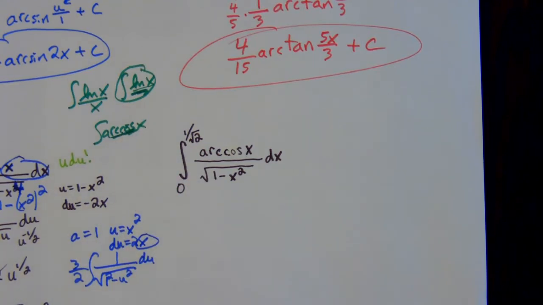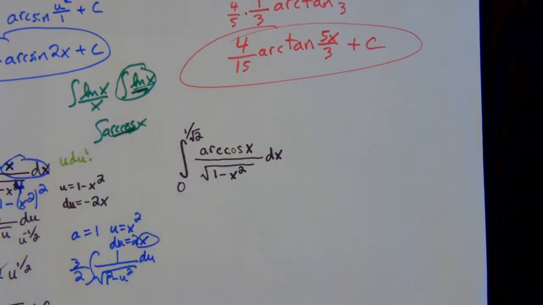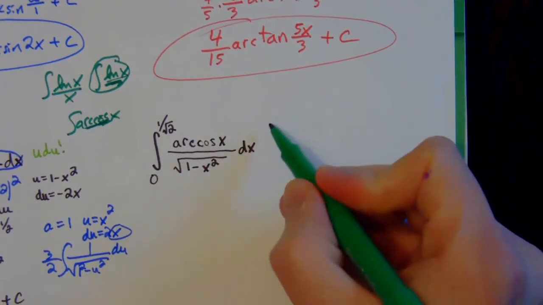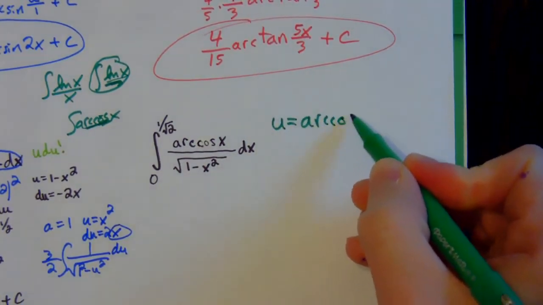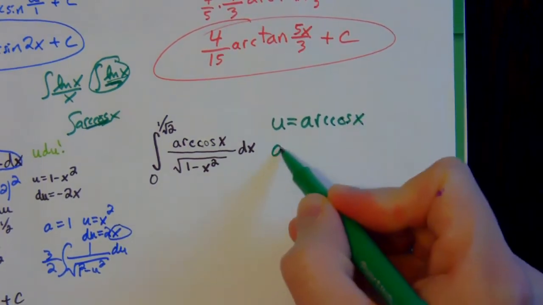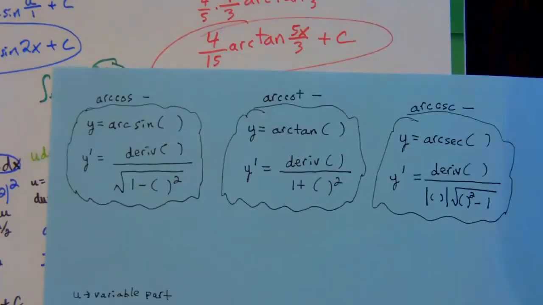If it's not a UDU, we can do it, but we're not going to be able to go straight to the answer, and our U must equal that even when we learn that new technique in the future. So here's the good news. When I see an arc function, I know right away the U has to equal that arc cosine, and then we're going to take the derivative. Now, you do have to know those properties from your blue sheet from the last section.